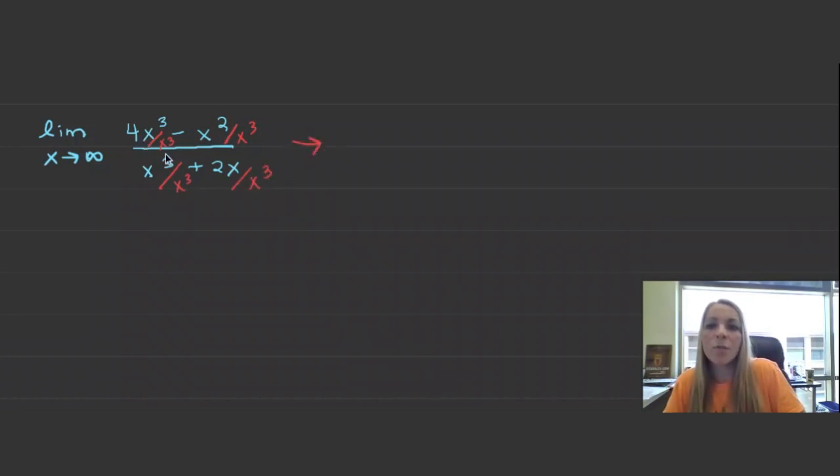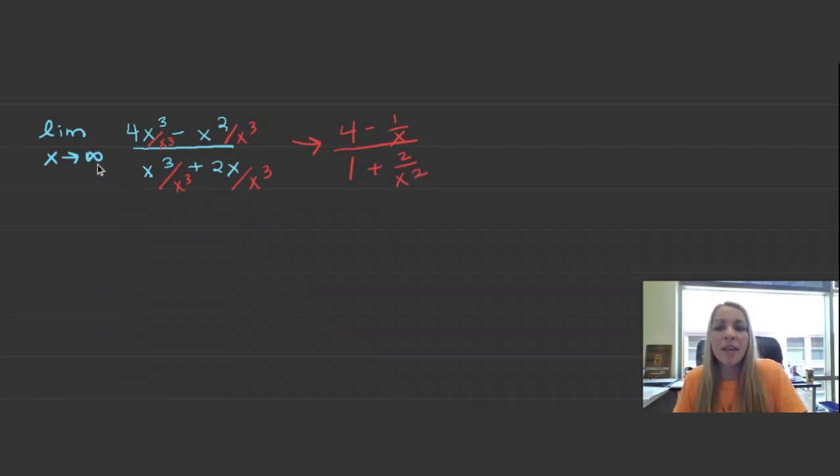So 4x cubed divided by x cubed leaves me with 4. x squared divided by x cubed will leave me with 1 over x. x cubed divided by x cubed is 1. And 2x divided by x cubed will leave me with 2 over x squared.